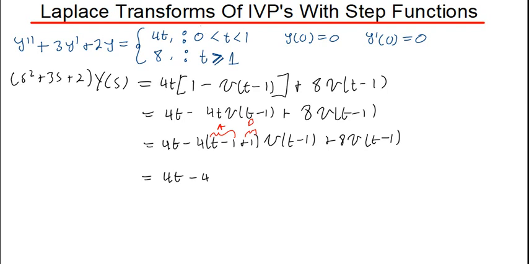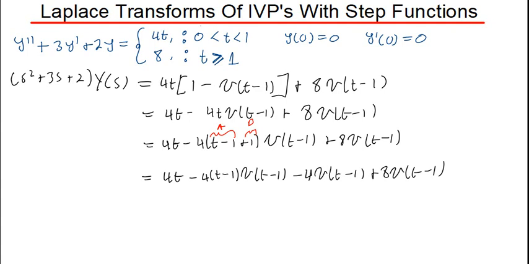b. Okay, so that would be 4 t minus 1 u of t minus 1. Then I get the minus 4 again. That will be minus 4 multiplied by this one multiplied by this part here. That will be our u of t minus 1 plus 8 u of t minus 1, like that.